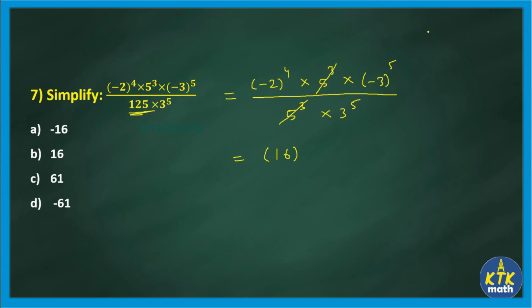That is 2 written 4 times. 2 2s are 4. Again 2 2s are 4. This 4 4s are 16. So this value is 16 we got.